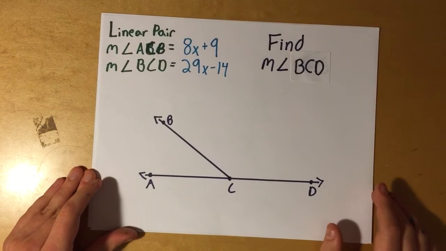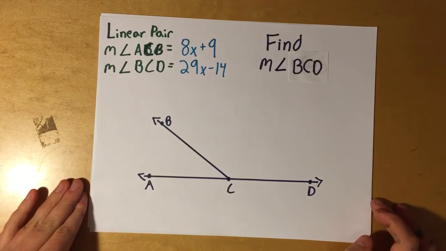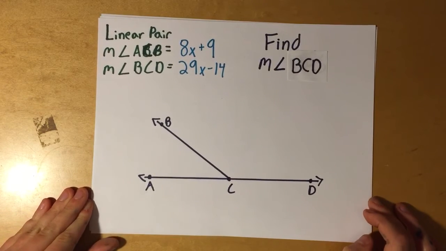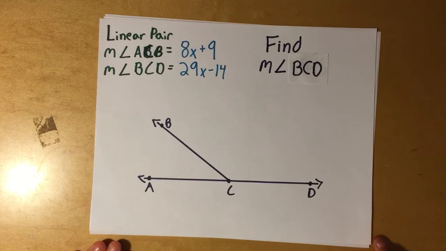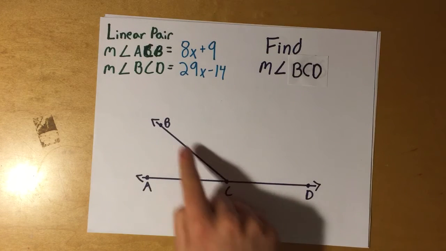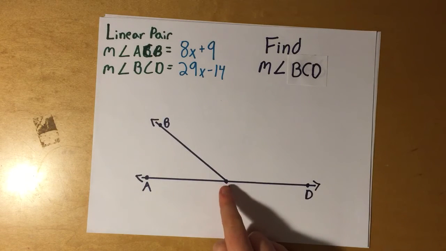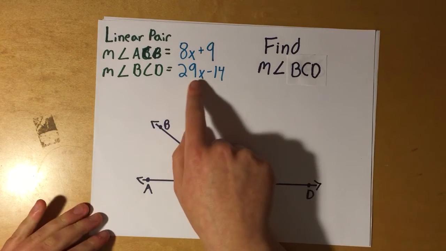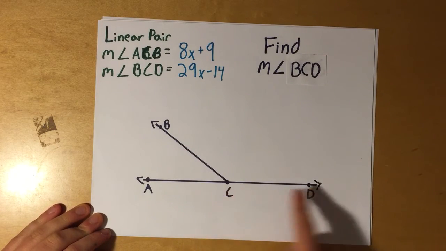However, sometimes when you're doing these problems, you may not be given the exact numerical value of the interior angles. Like for example in this one, because it's a linear pair, we know that these two angles must equal 180, but we don't know the exact measure of either of the angles. But we do know that the measure of angle ACB is 8x plus 9, and the measure of angle BCD is 29x plus 14. And now we want to find the measure of angle BCD.